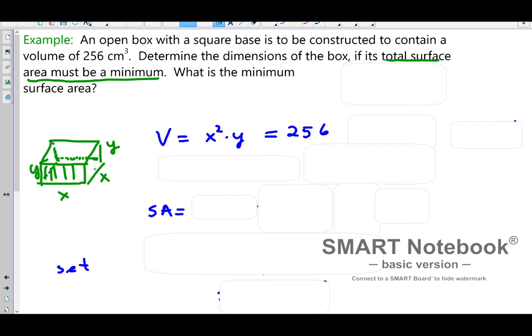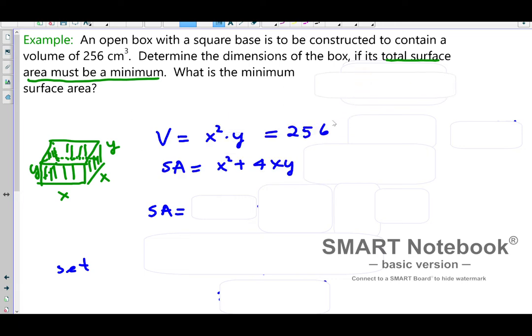And you have basically 4 side panels. Each one is X by Y. Okay, this is the other side. This is the other side. This is the other side. So you have 4XY. Those are the 4 side panels. And then you have the bottom of the container, which is X by X or X squared. So X squared plus 4XY is the surface area of this box.